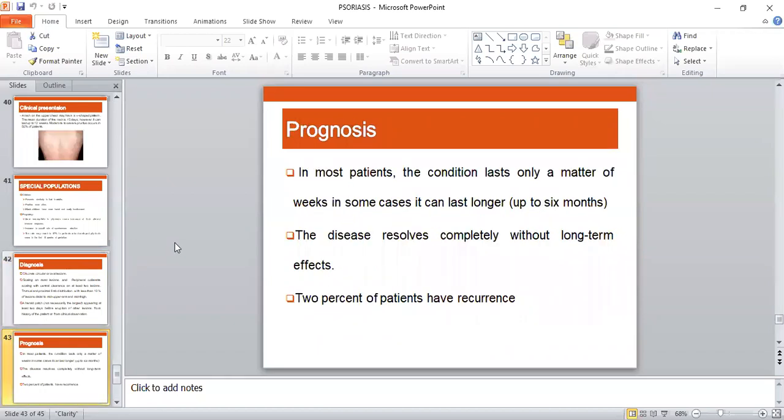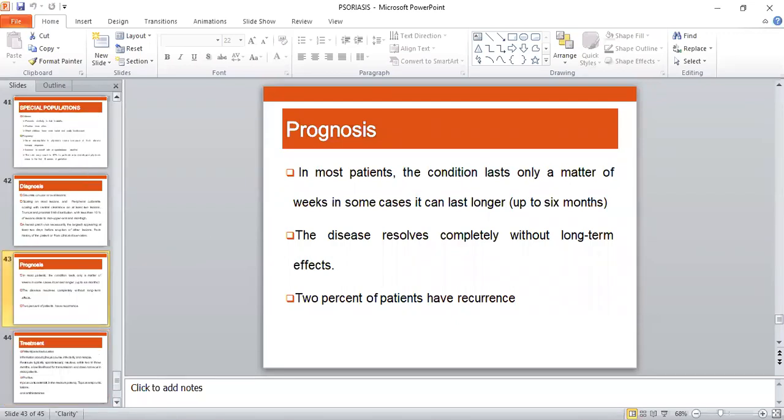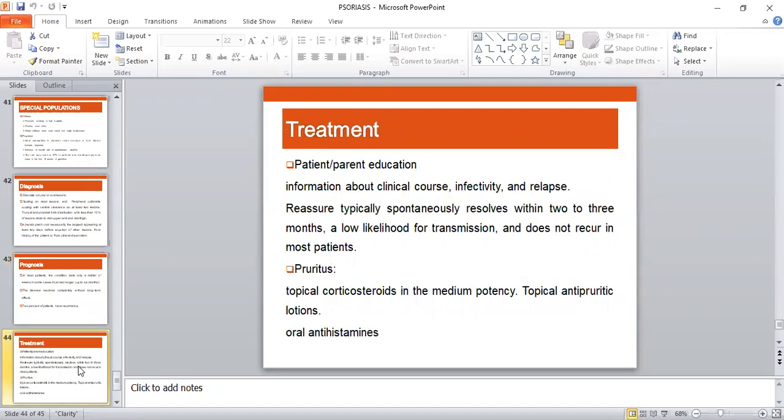So prognosis: in most patients, the condition lasts for a matter of weeks, and can last longer than 6 months. The disease resolves completely without long-term effects, and 2% of patients have recurrence. Because I have seen a question, I think, in your paper, I have included this pityriasis rosea as well, because they can give you a question from here.